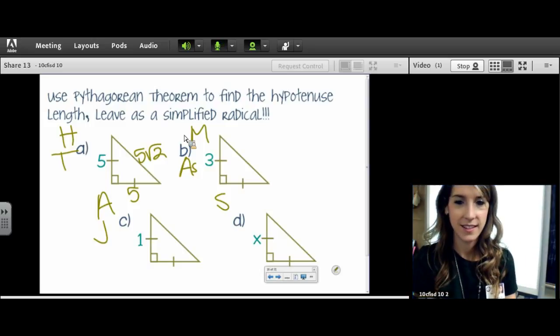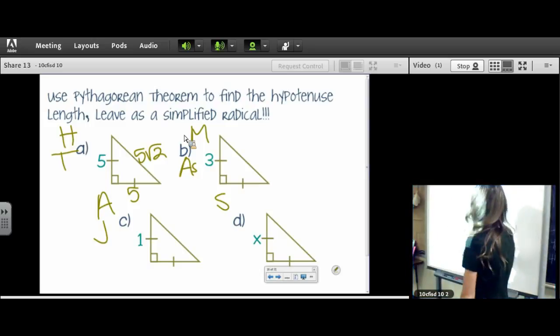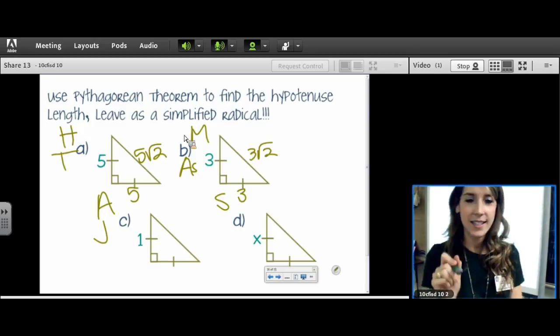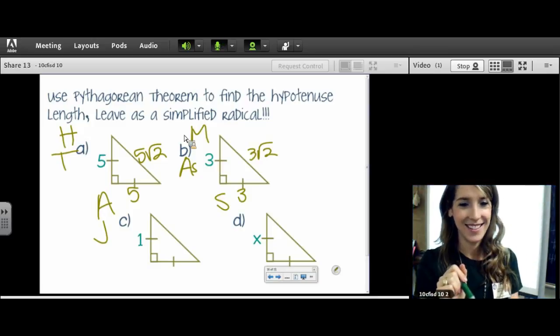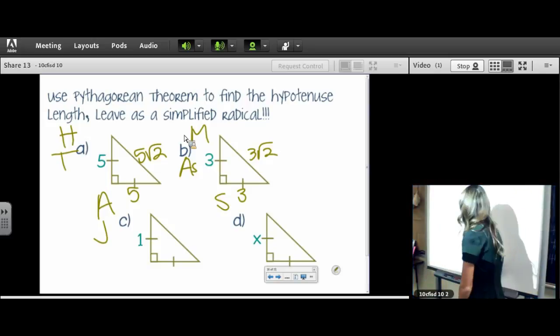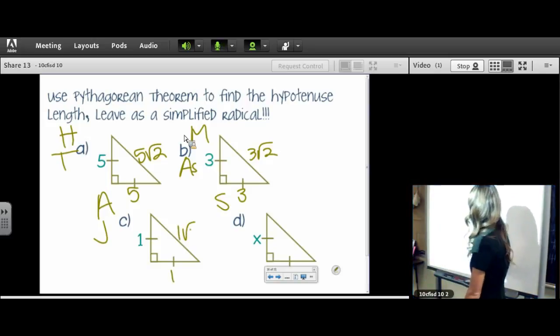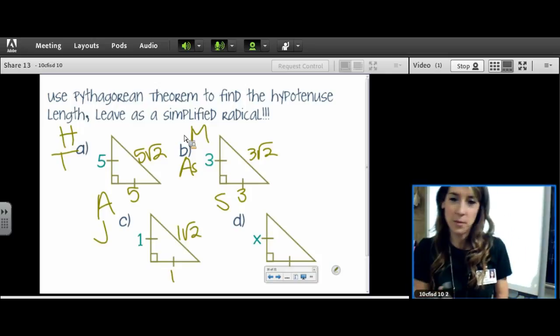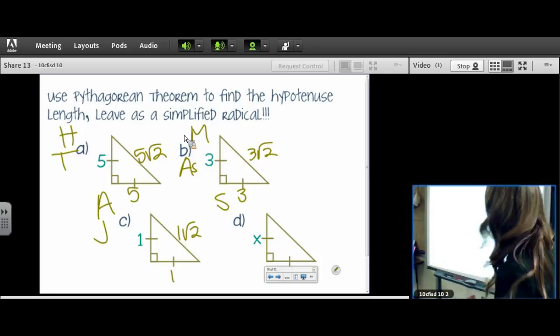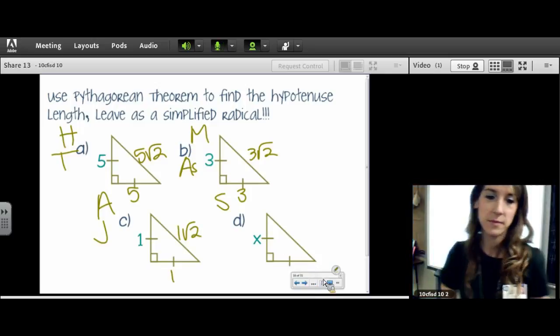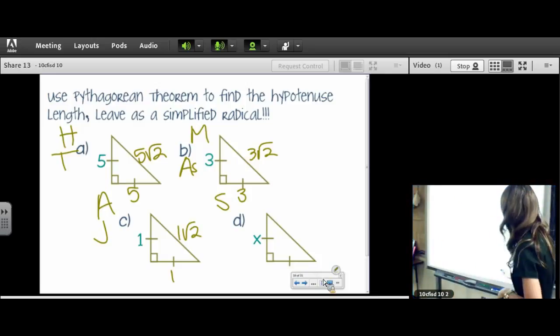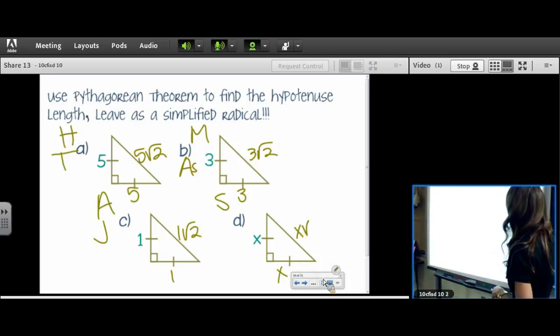B. This side is 3. This side is 3 root 2. Okay, just getting a little messy. C. Good. This side is 1. This side is technically 1 root 2, although we don't write the 1 because it's understood. And D. Good. This side is x. This side is x root 2.